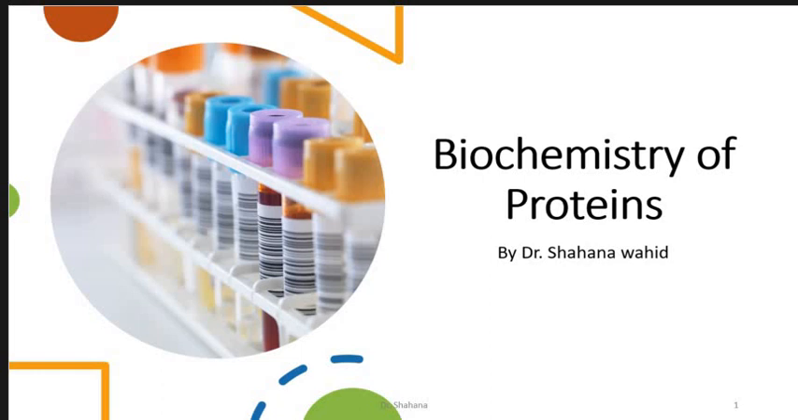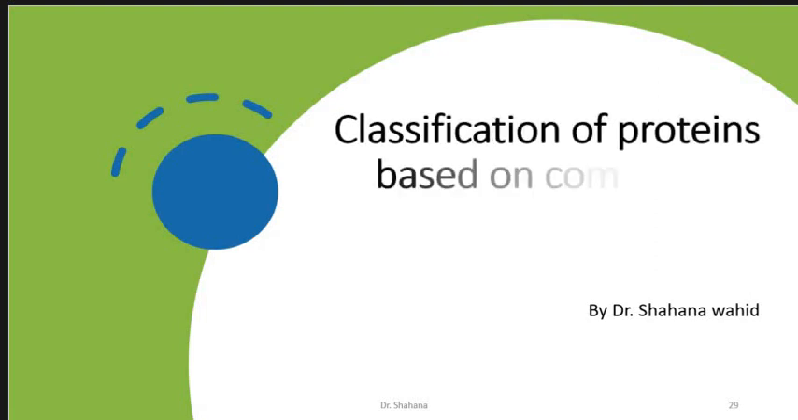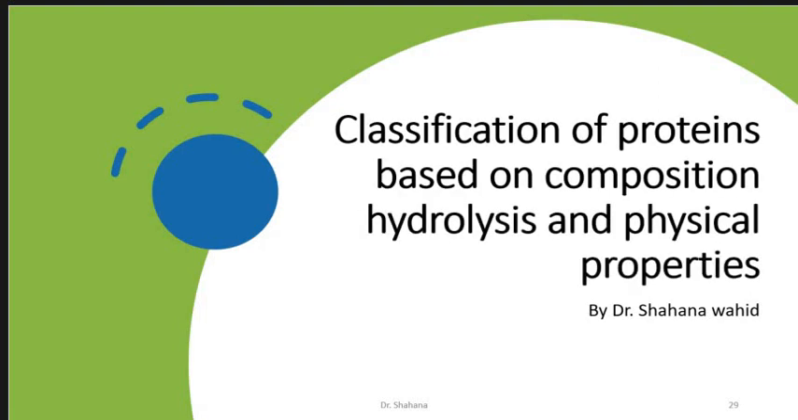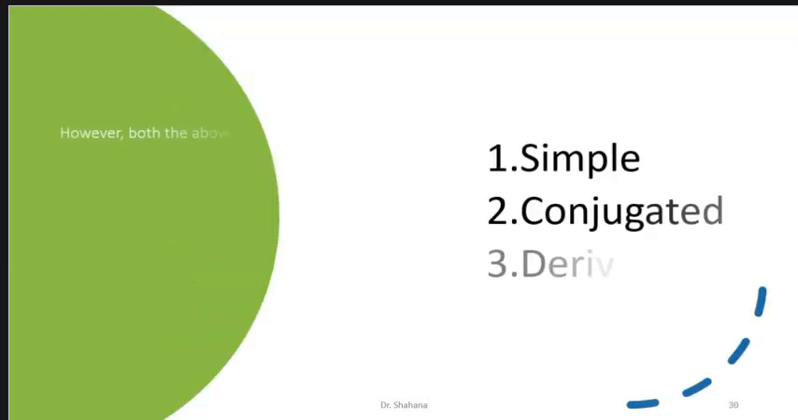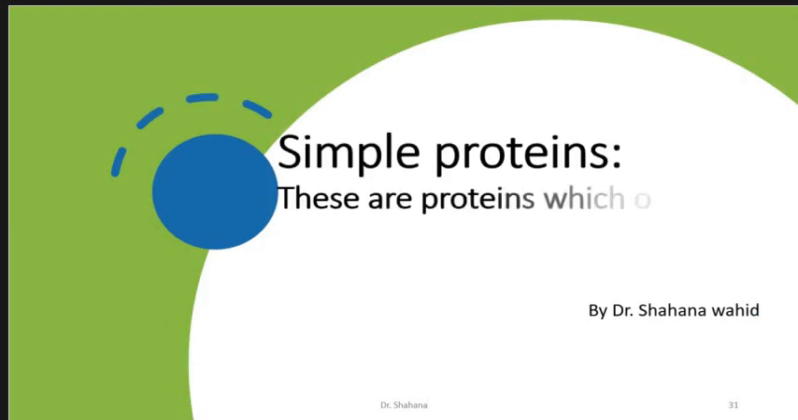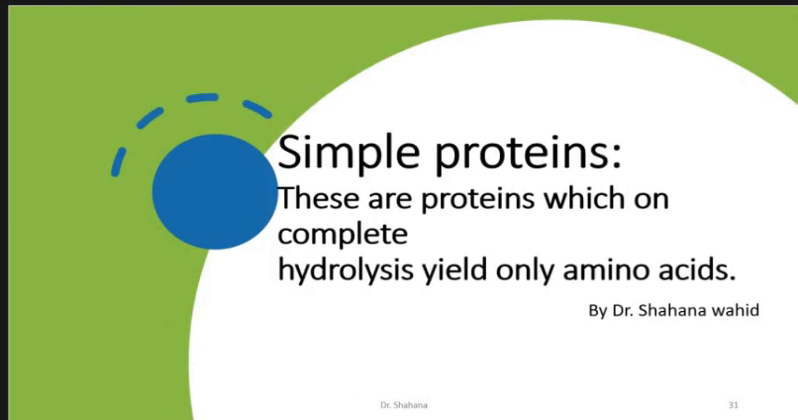Today we are discussing the biochemistry of proteins, and under this we are learning the classification. In this classification we basically discuss the types of protein on the basis of hydrolysis and their physical properties. On this basis we have three types: simple, conjugated and derived. What are simple proteins? Simple proteins are those which on hydrolysis give only amino acids. They only contain amino acids.